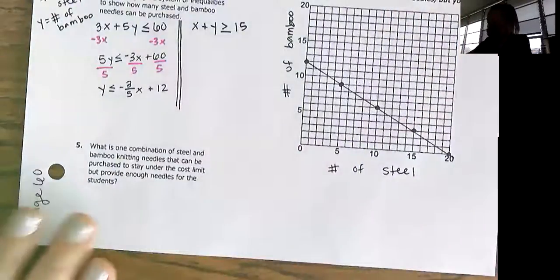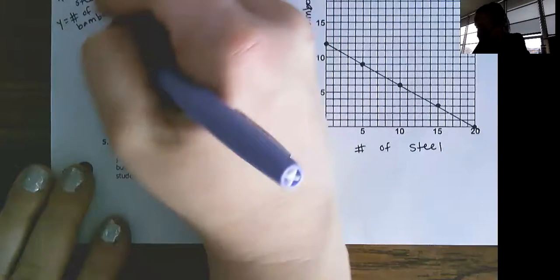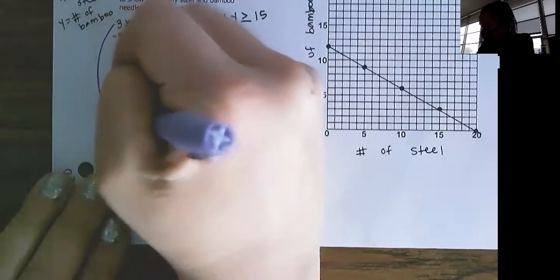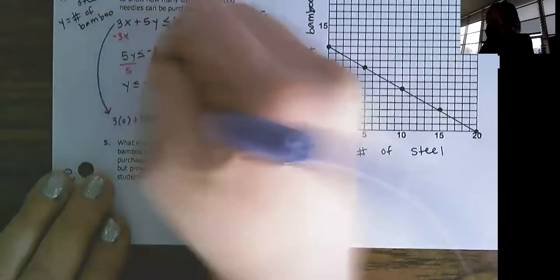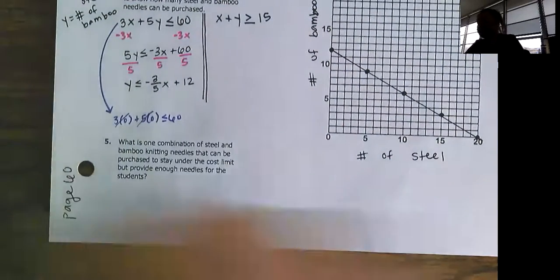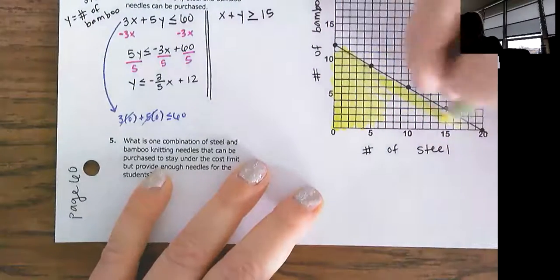And if I use my test point of 0, 0, test it with a different color, I have 3 times 0 plus 5 times 0 is less than or equal to 60. Is 0 less than 60? Yeah, it is. So I can shade everything below the line that I just drew. It is on the side with 0, 0.